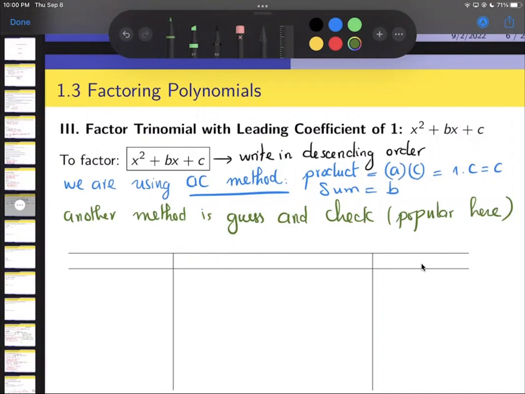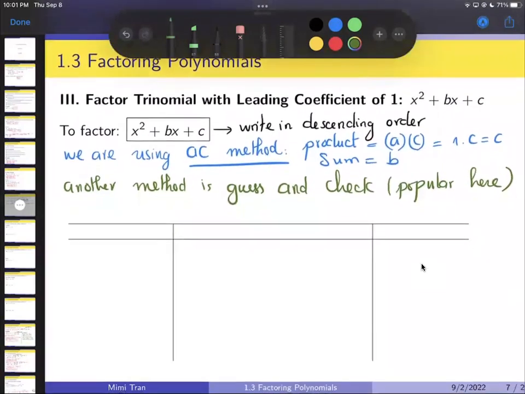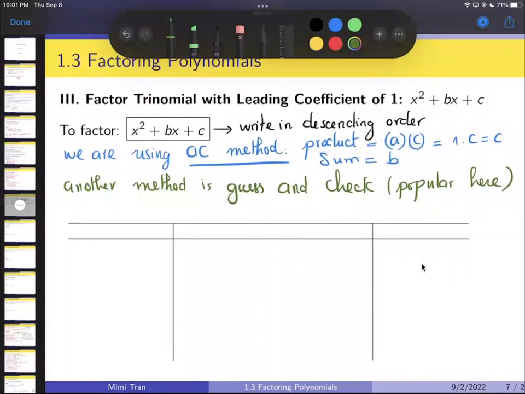Okay, so for example, if I have x plus 3 times x plus 2, let me move this down. So here I want you to FOIL it.